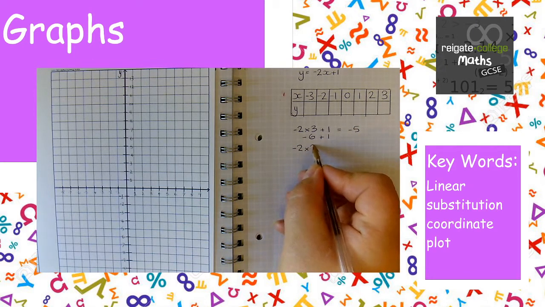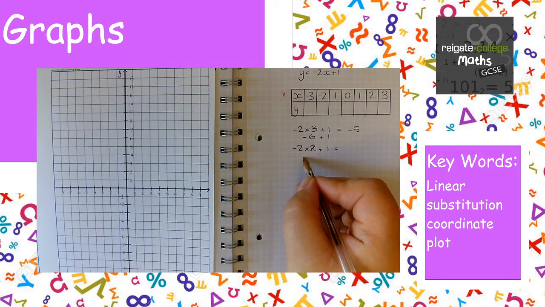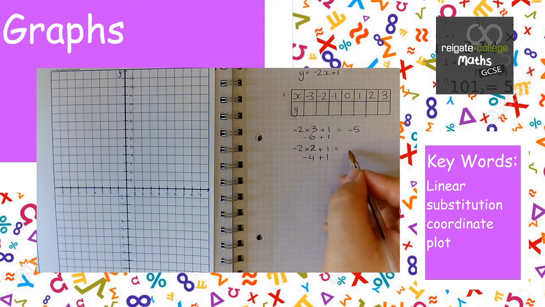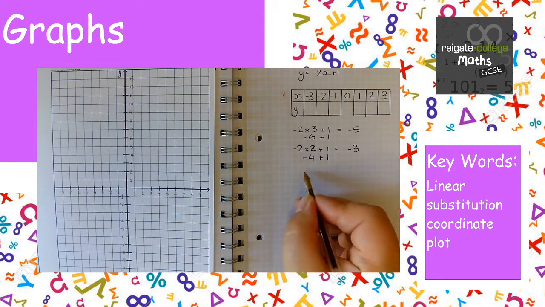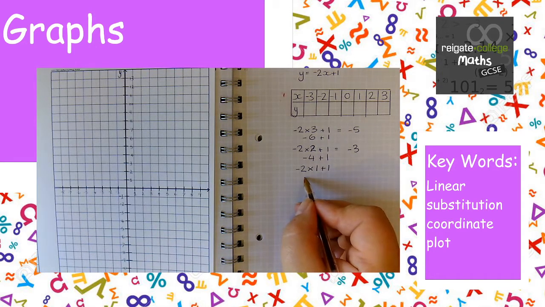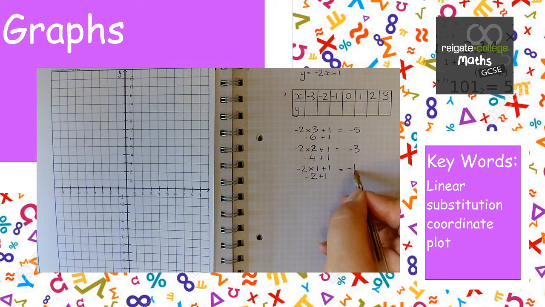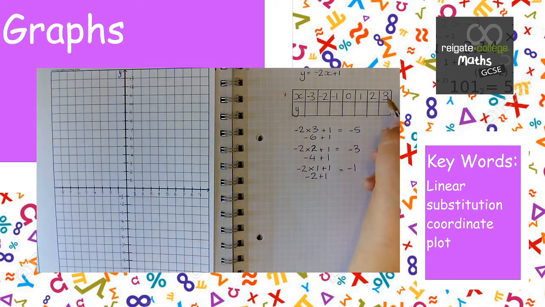Minus 2, this time my x value is 2. Minus 2 times 2 is minus 4, plus 1 is minus 3. Minus 2, this time I'm going to multiply it by an x value of 1 before I add 1. Minus 2 times 1 is minus 2, plus 1 is minus 1. So filling in these values, where x is 3, y is minus 5. Where x is 2, y is minus 3. And where x is 1, y is minus 1.